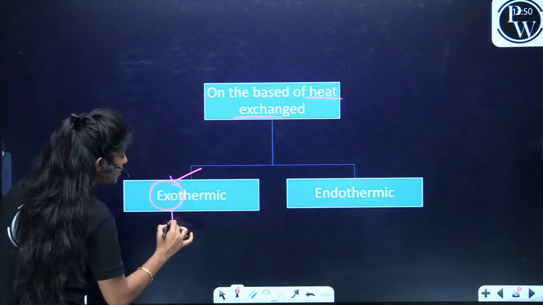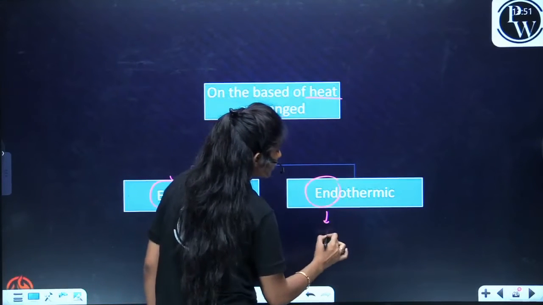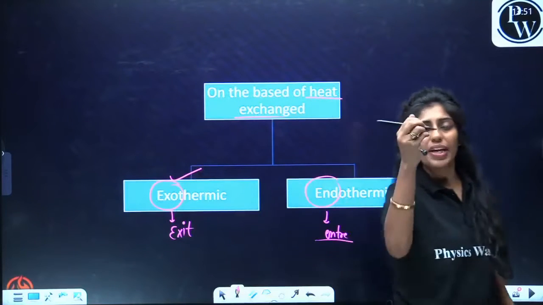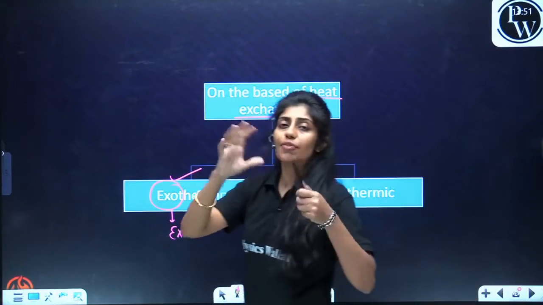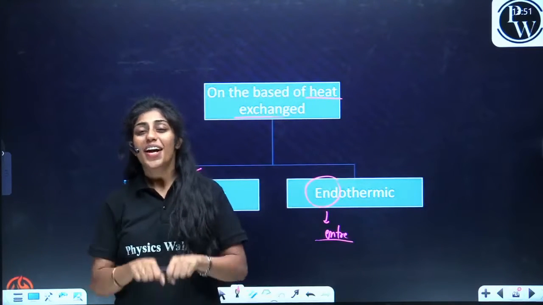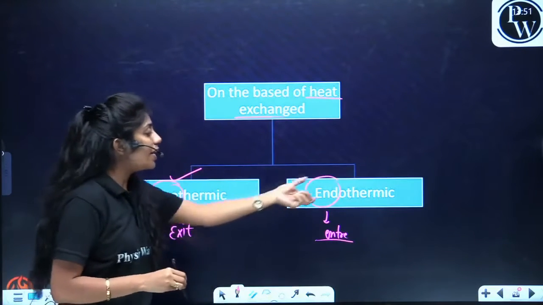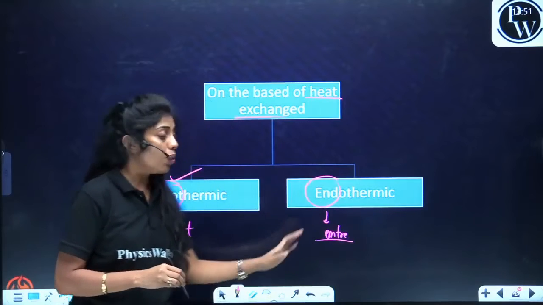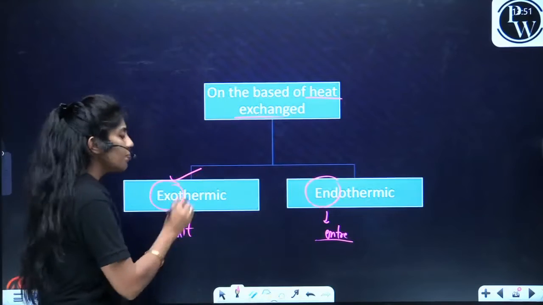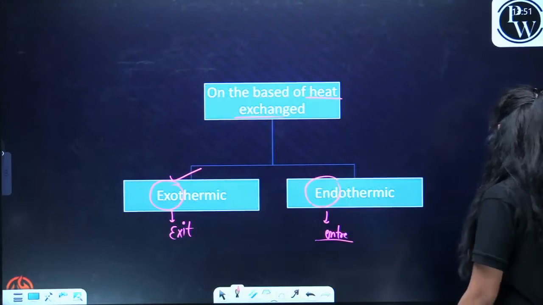Exo means exit and endo means enter. If you are required to break this pen, you will require some kind of energy, no? So I will be giving some energy to this pen. So the energy is entering. What if there is a reaction of calcium hydroxide, the energy was releasing, so that was energy exit. That's okay. So those are exo and endothermic kinds of reactions.